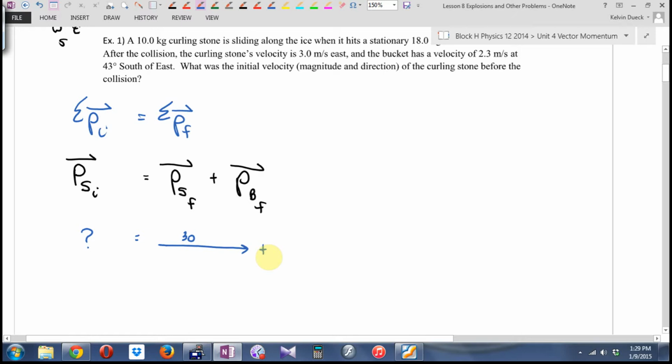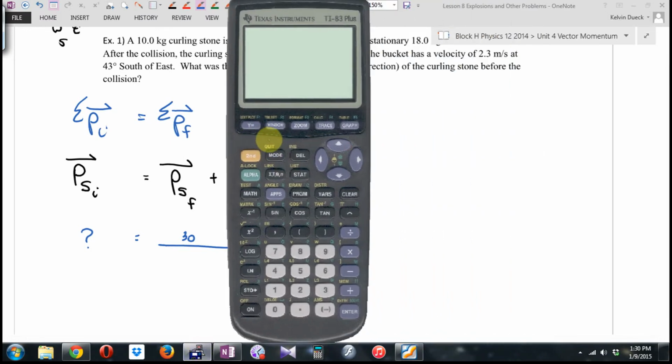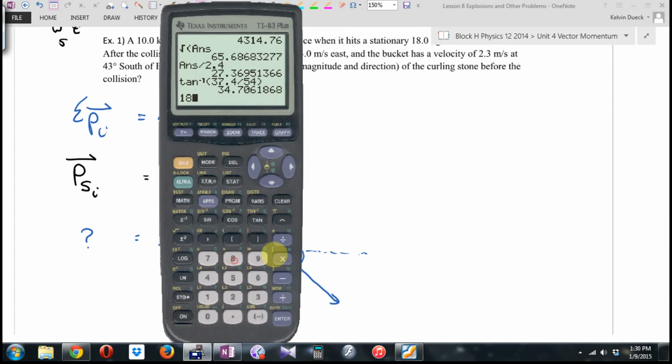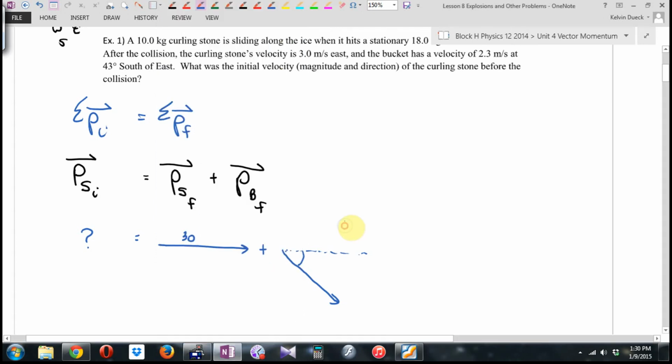Cole, can you read me the direction of the bucket? The what of what? The how many degrees what of what? 43 degrees south of what? South of what? I'm going to draw east first. What of east? I'm going to go south. How many degrees? Which is nearly 45, so I'll kind of eyeball it. Now, how big is this line? Mass times velocity. It's going to be 18 times 2.3. Right? Is that okay, Riley? Yep. It's going to be 41.4.